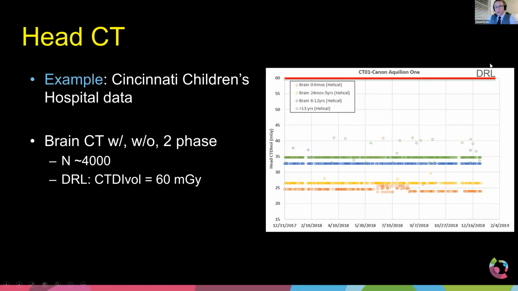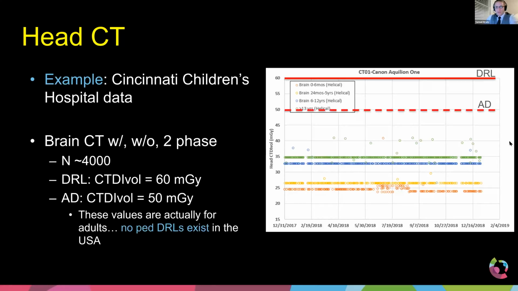So the first thing I can do is go to our national dose reference level, and I can look at all our data compared to the national DRL. Here in the US, the national DRL volume CTDI is 60 milligray, and the achievable dose is 50 milligray right here. It's worth pointing out that at least here in the US, those values are not pediatric specific. They're all adult specific.